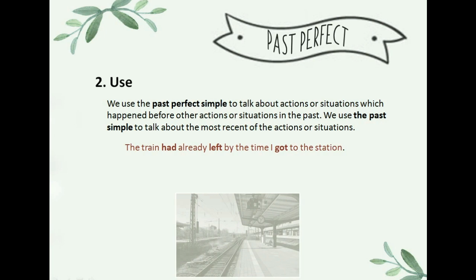Let's look at the example. It says, the train had already left by the time I got to the station. The train had already left is in the past perfect, and that is action number 1. And action number 2 is in the past simple, by the time I got to the station, and that happens later.